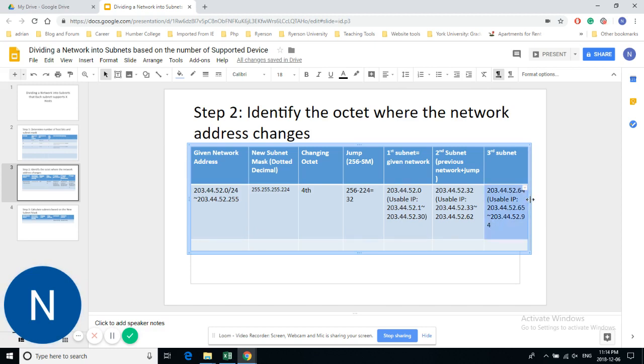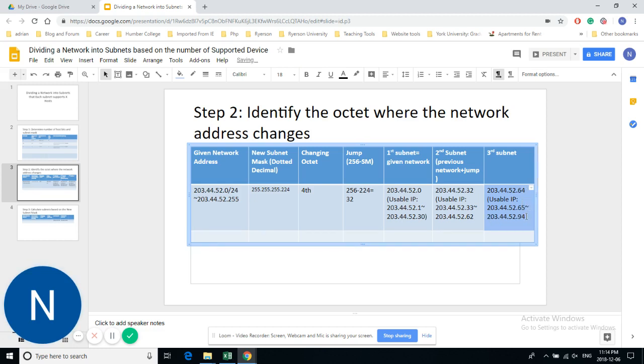And again, broadcast is one address less than the next network address. So you know the next network address is 96, so 94 is the broadcast. Next, for this subnet, the next network address is 64, so 63 is the broadcast. And for this first subnet, the next network address is 32. So 31 is the broadcast for the first subnet.